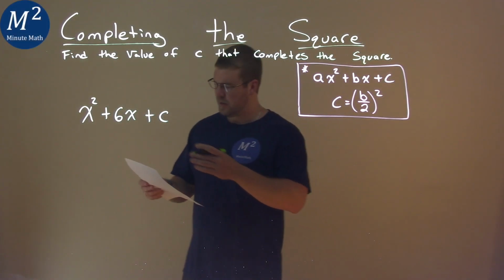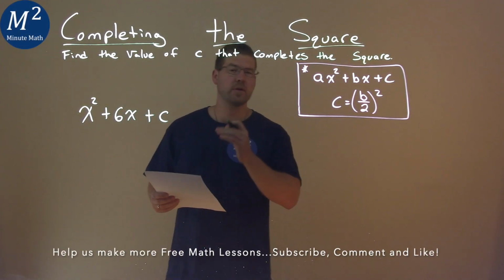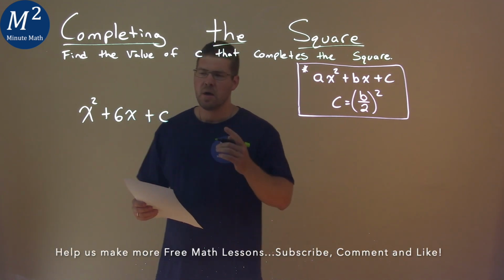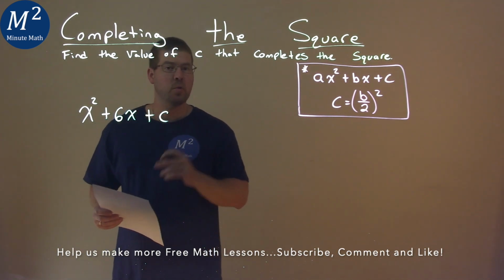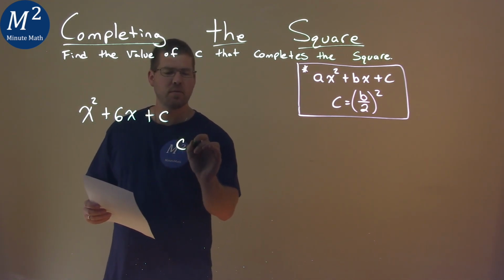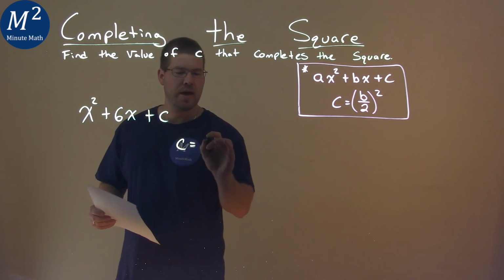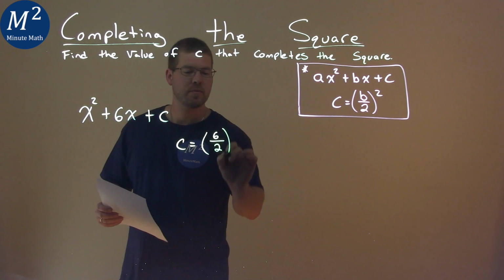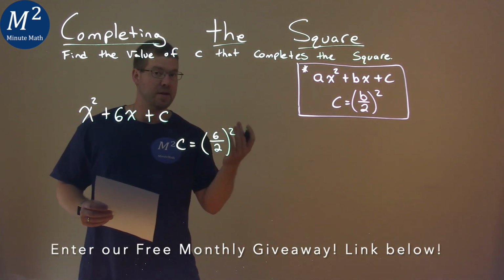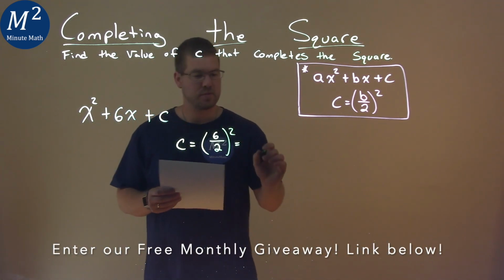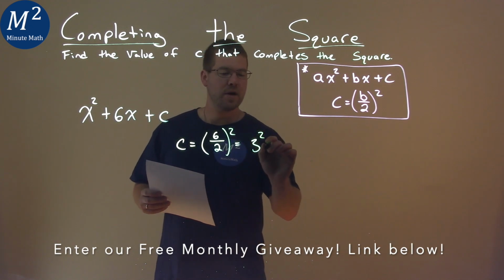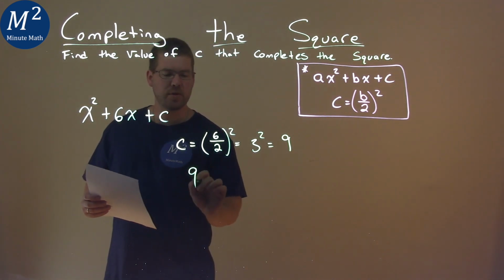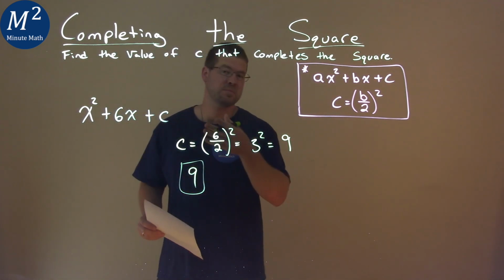We're given this problem right here, x squared plus 6x plus c, and we need to find the value of c that completes the square. I first have to look at my b value, which is 6. So the c value that we're looking for is equal to that b value, which is 6, divided by 2, all squared. Not too bad. 6 divided by 2 is 3, and 3 squared is 9. And so our c value here that completes the square is just 9.